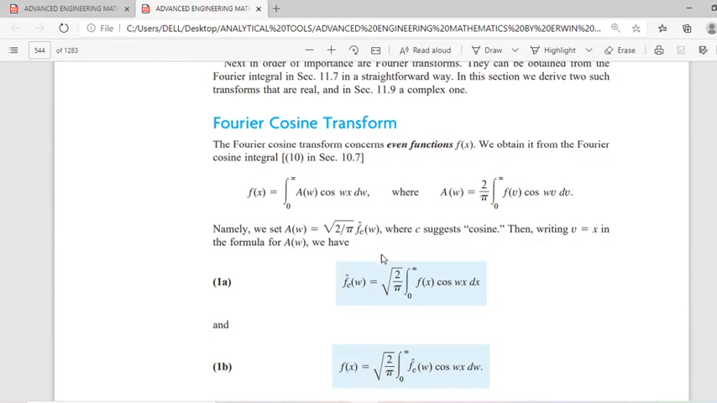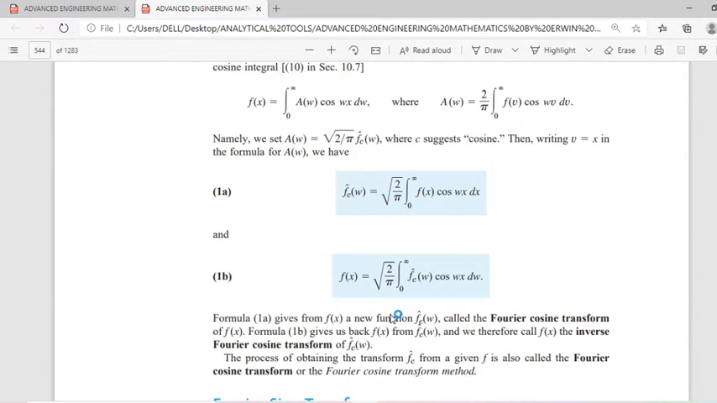So if we write a of w like this, what will be f c cap of w? Here we have 2 by pi, so we have to select root of 2 by pi, and the remaining will also be root of 2 by pi. So f c cap of w equals root of 2 by pi into integral 0 to infinity f of x cos wx dx. So how can we write f of x? f of x equals root of 2 by pi integral 0 to infinity f c cap of w cos wx dw.